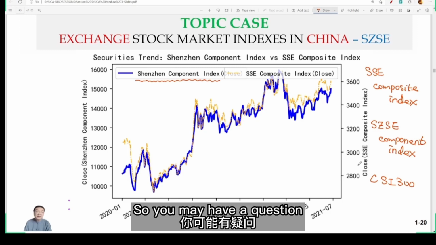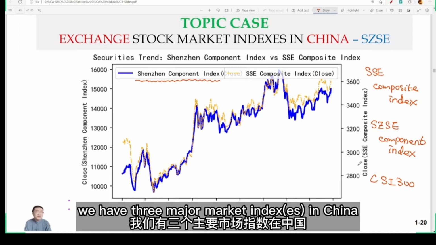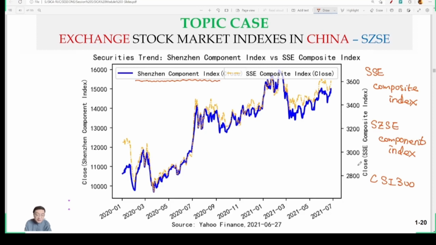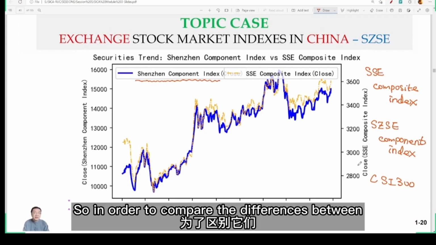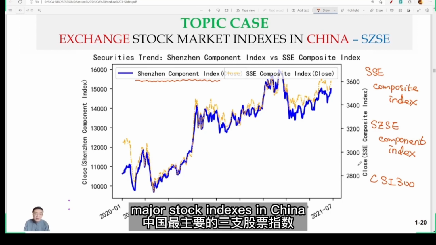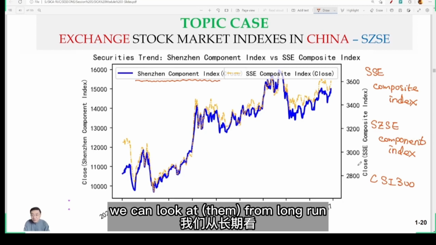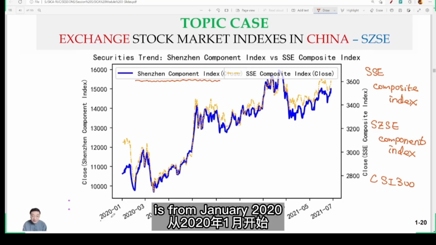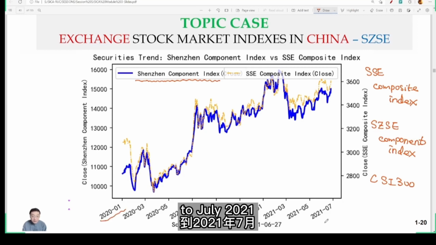So you may have a question. We have three major market indexes in China, and what are their differences? In order to compare the differences between the major stock indexes in China, we can look from the long run and from the short run. This picture is an analysis from the long run. It's from January 2020 to July 2021.